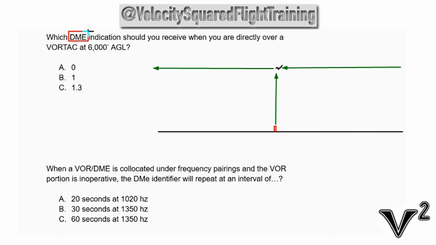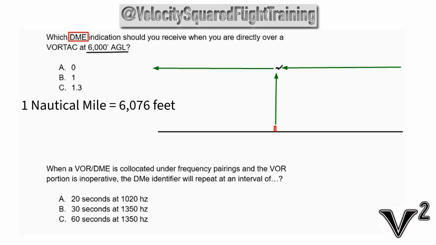DME reads slant range. So if you were over here, it would give you a slant range of that, right? If you're over here, it gives you slant range that way. So when you're on top, it doesn't give you 0 because you're 0 distance. It gives you your altitude, right? So your altitude in this case is 6,000. 1 DME is 6,076 feet. Yeah, 6,076 feet.